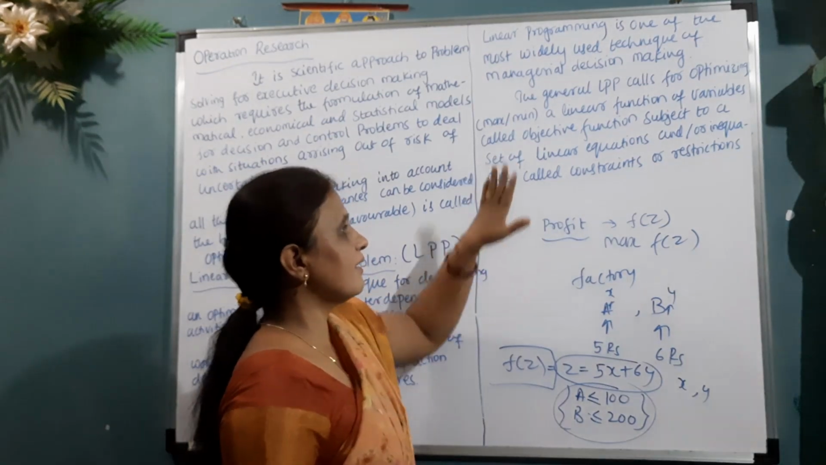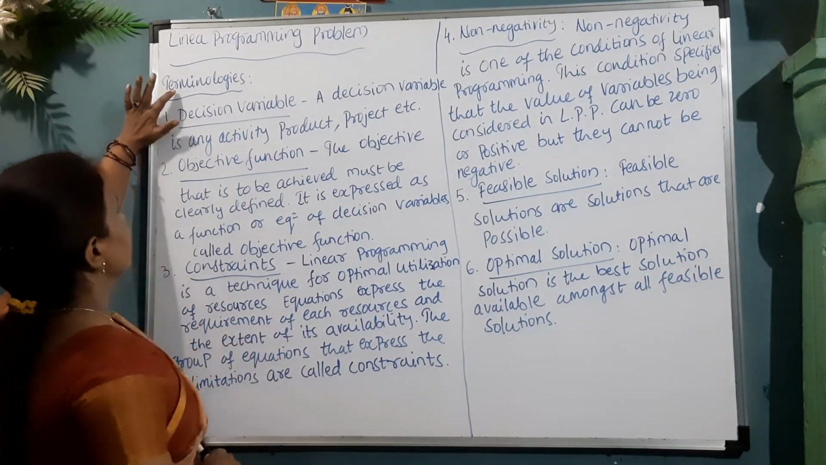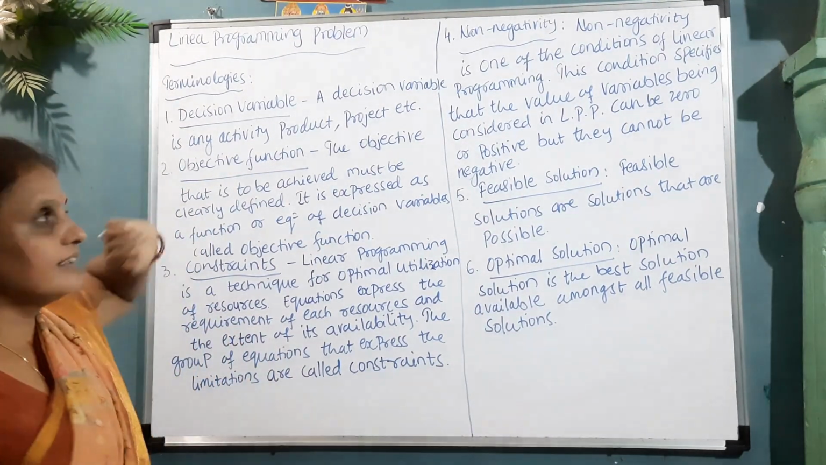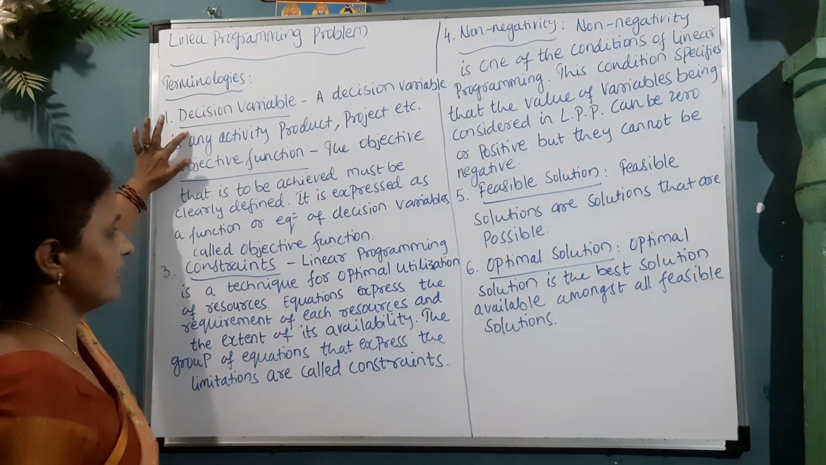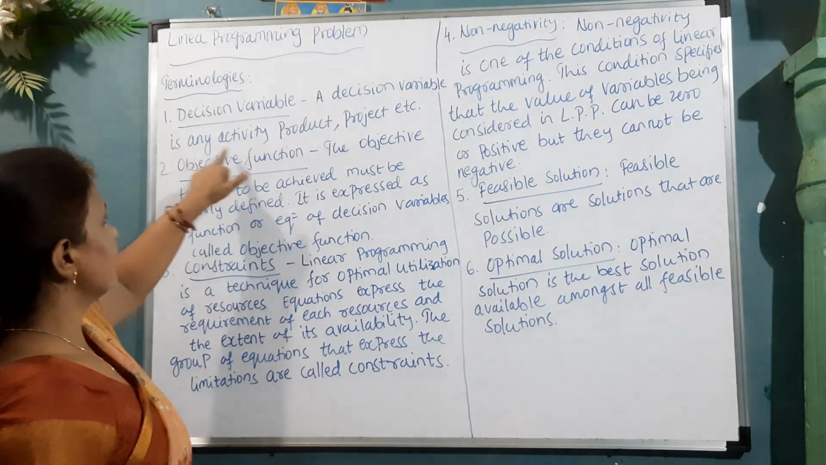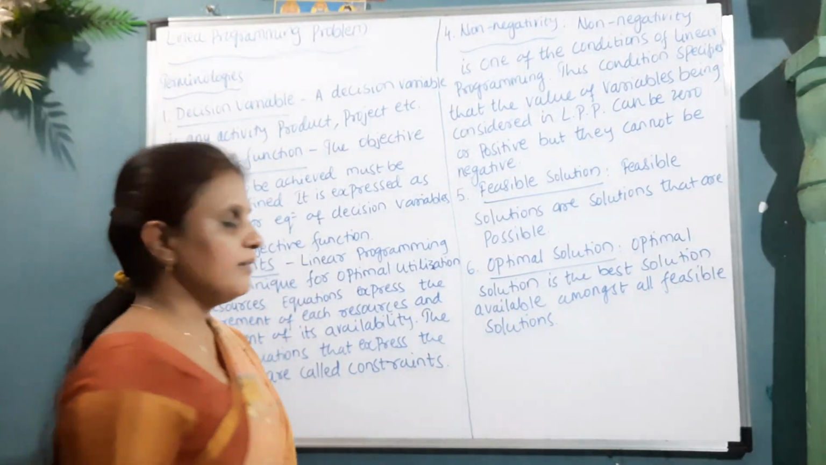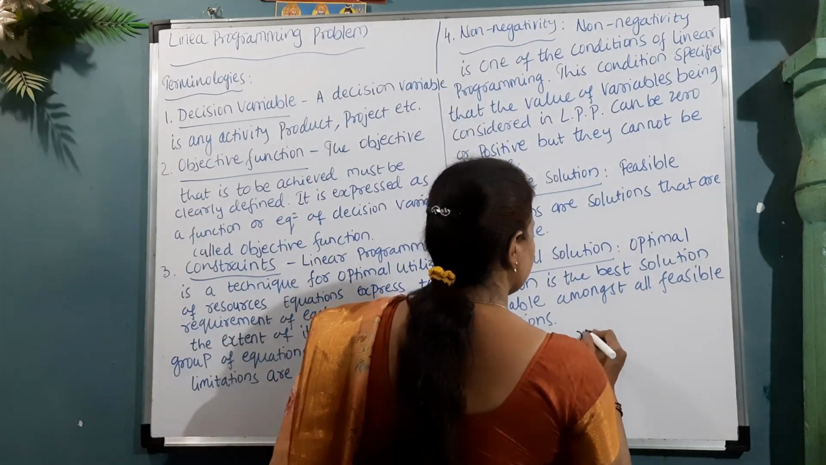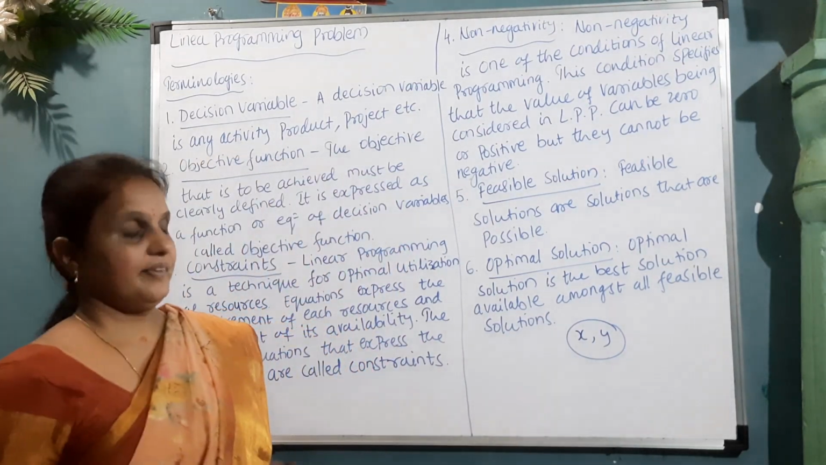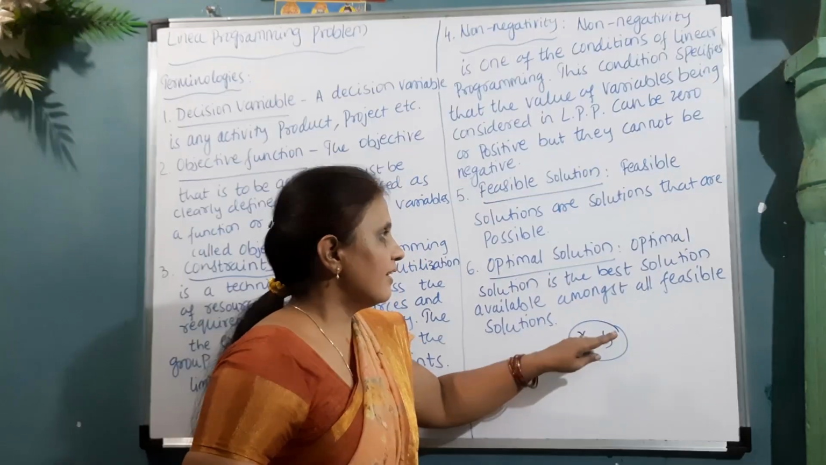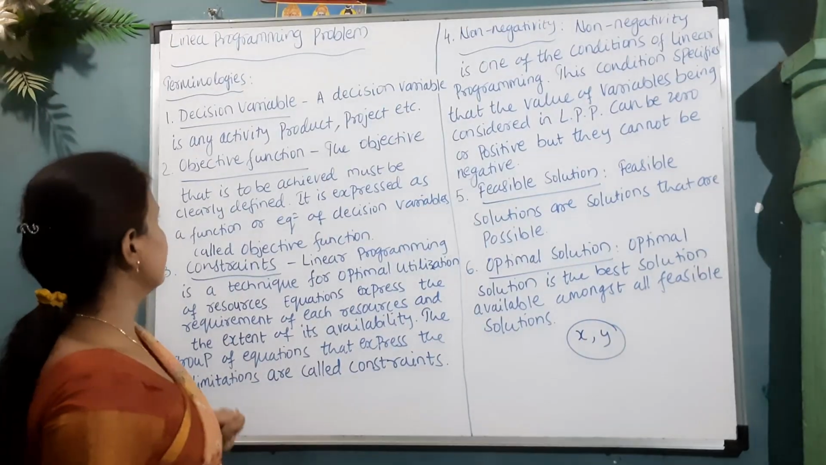Now we will see the terminologies related to linear programming. Here there are some words related to the linear programming problem. First one is decision variable. A decision variable is any activity, product, a project, etc. When any problem is given, we take certain variables. Those variables decide the profit or loss or any result of a particular problem. Such variables are said to be decision variables.